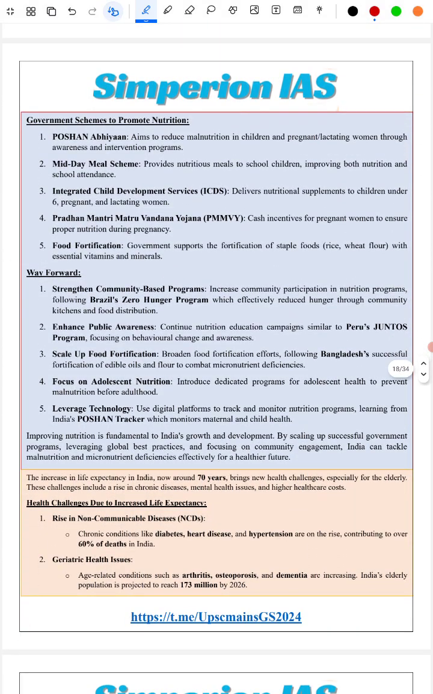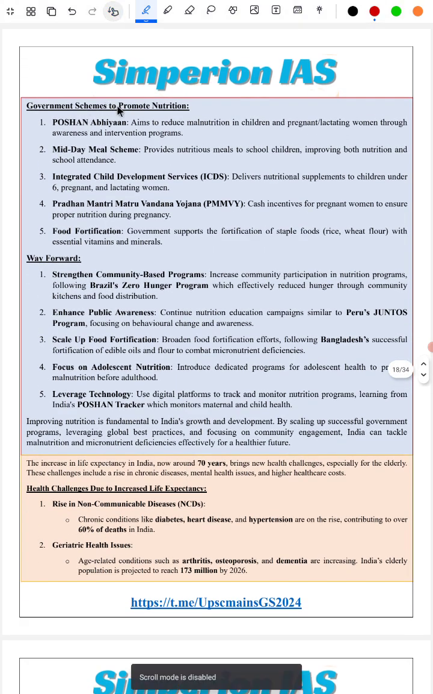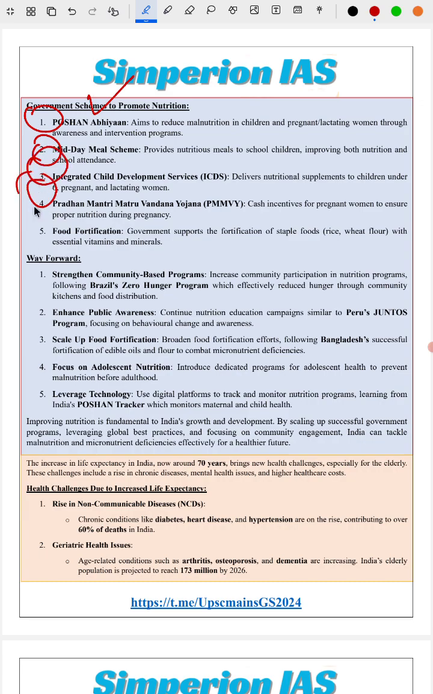The next we have covered is government schemes to promote nutrition. What are the government schemes? That is Poshan Abhiyan, midday meal, Integrated Child Development, Pradhan Mantri Matru Vandana Yojana, and food fortification. There are also best practices, I think. I think Bangladesh was once doing very well in food fortification.